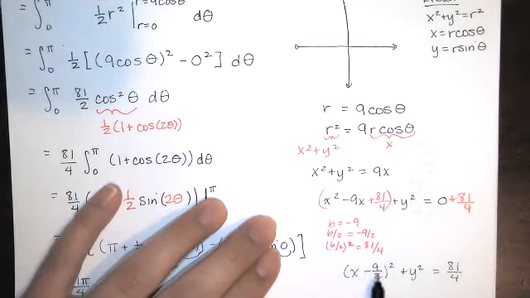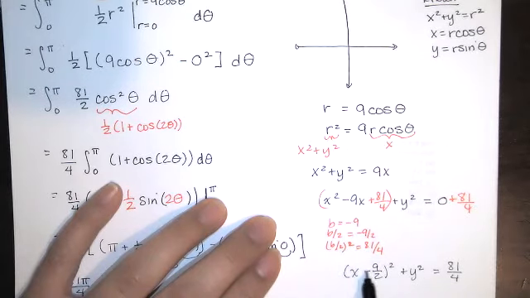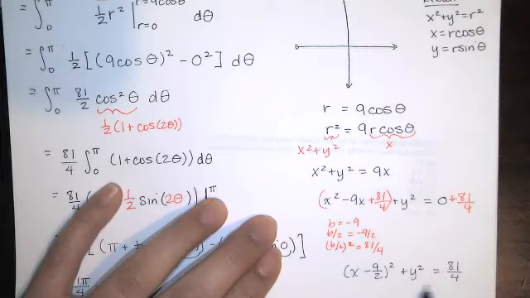And if you're wondering, how did I get that 9 over 2? I ask myself, what do I square to get the 81 over 4? It's going to be plus or minus the 9 over 2. And since that's a minus, that's going to be a minus. Or you can just remember it's always going to be that b over 2, that number right there that goes there. Okay, so this is a circle.